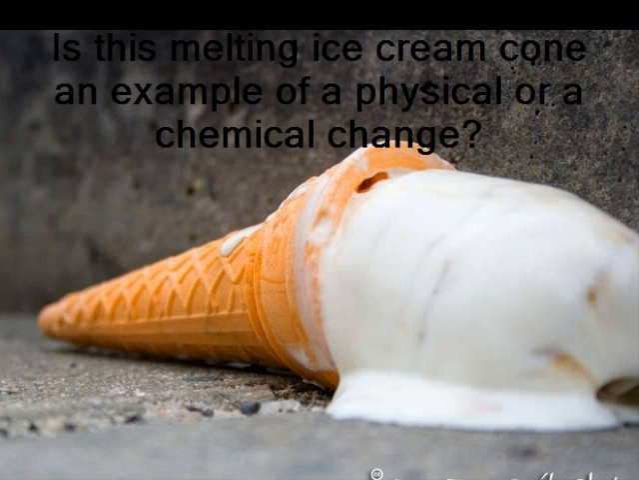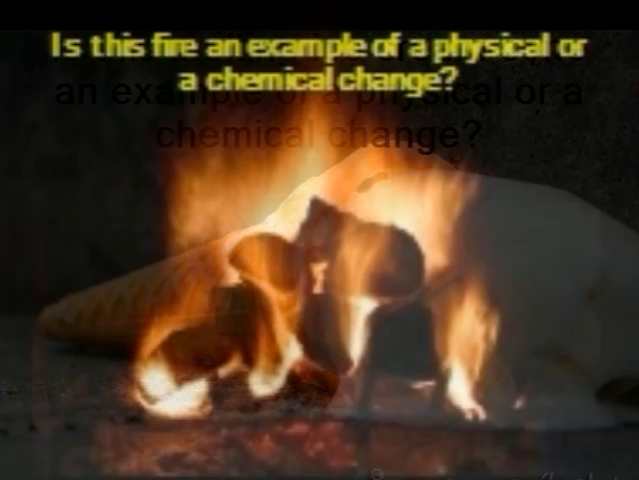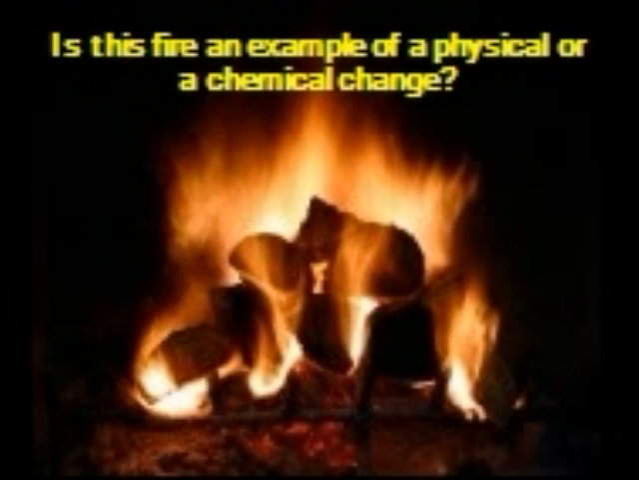Is this melting ice cream cone an example of a physical or a chemical change? Melting is a change in the state of matter. Frozen or melted, it is still ice cream. Is this fire an example of a physical or chemical change? This toasty fire is an example of a chemical change. Both heat and light are being given off, and a new substance, ash, is being created.